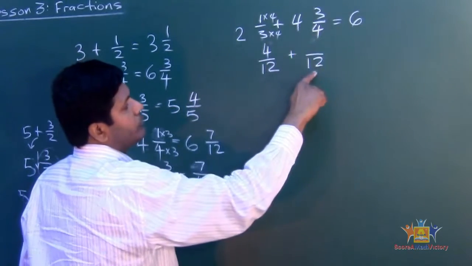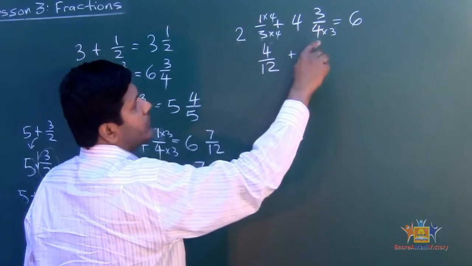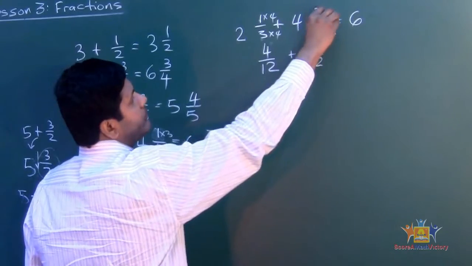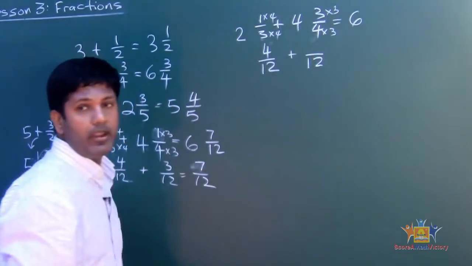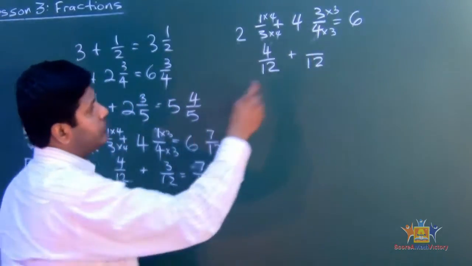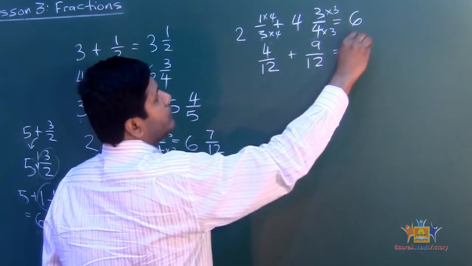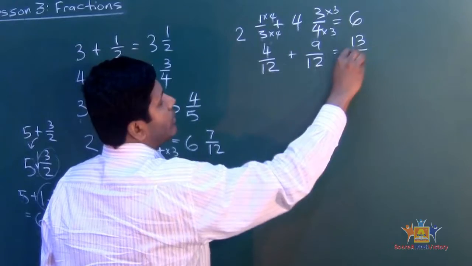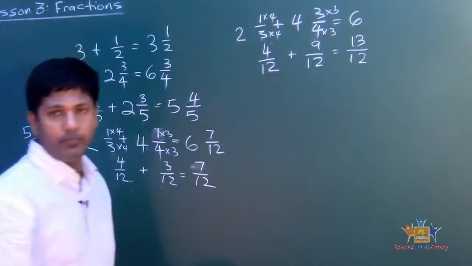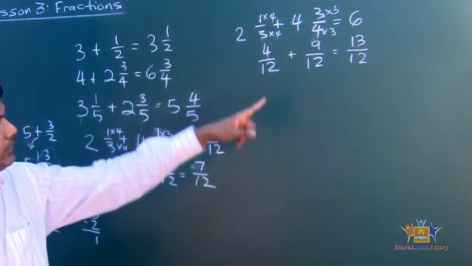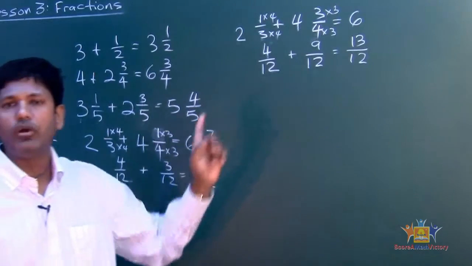How do I get from 4 to 12? I multiply this by 3. 4 times 3 is 12. That means I'm also going to multiply the numerator by 3. 3 times 3 is 9. Now let's add them. 4 plus 9 is 13. And 12 is the common denominator. Just carry across. But look at that, 13 over 12.